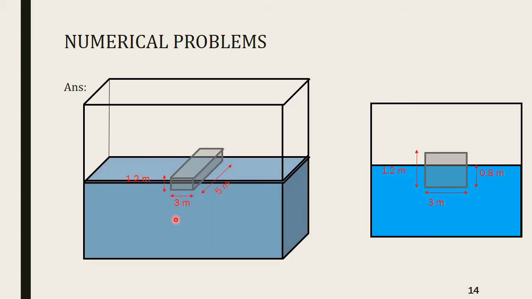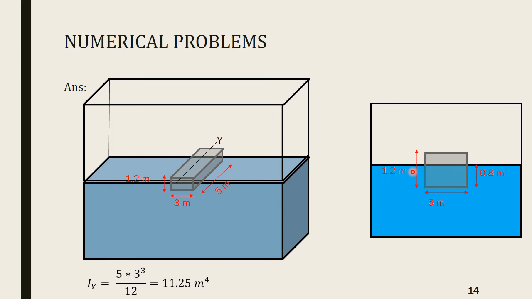This is the three-dimensional figure. 1.2 meter depth, 3 meter width and 5 meter length. This figure can be used to find out Iyy. So this is the YY axis. Iyy would be simply 5 into 3 cube divided by 12, which is 11.25 meter raised to 4.